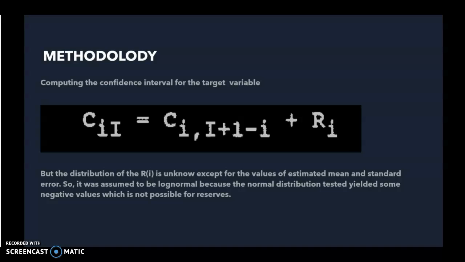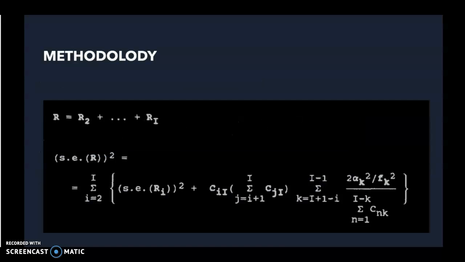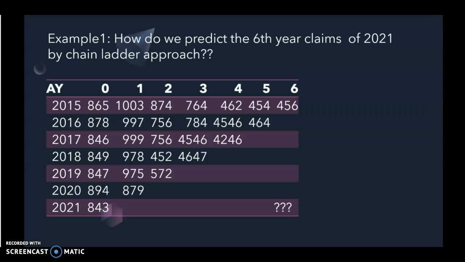He first tested the normal distribution, but it resulted in some negative values, which is not possible for reserves. And then he went on to use the log normal and computed the standard error for the log normal, and that works for computing the confidence interval. So the next slide will be taken over by Wei Ting.